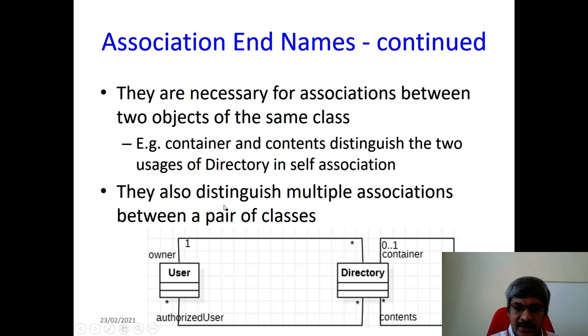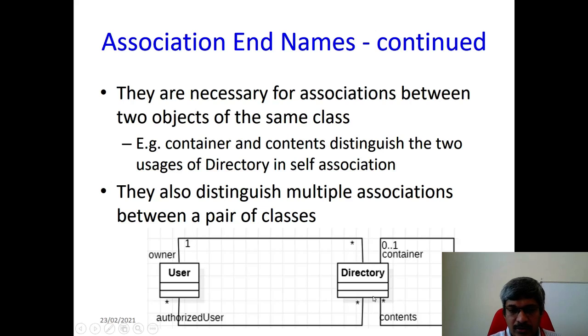These association end names also distinguish multiple associations between a pair of classes. So let us see here. Say for example, there is a user and a directory. A user can be an owner of a directory. In this case, this is an association with one to many as multiplicity. So a user is the owner of one directory, but there can be several authorized users for a directory.